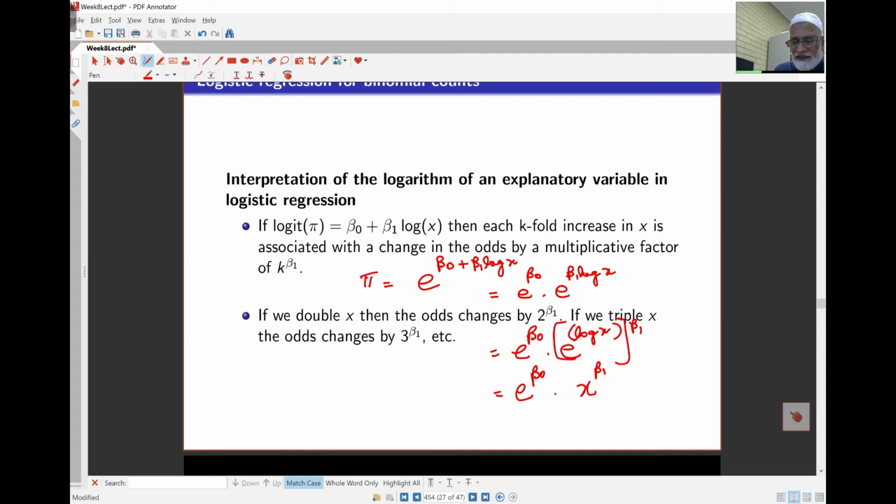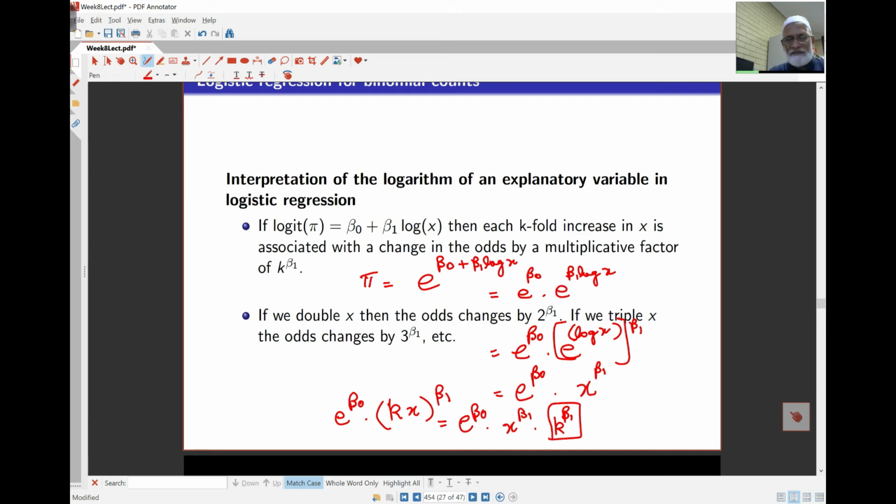Now if I multiply x by a factor of k, you see what happens compared to this. If I have k times x, what I get is e to the beta naught times kx to the beta 1. And in the ratio of these two things, everything else is the same except for the k to the beta 1. So the difference here is a factor of k to the beta 1.